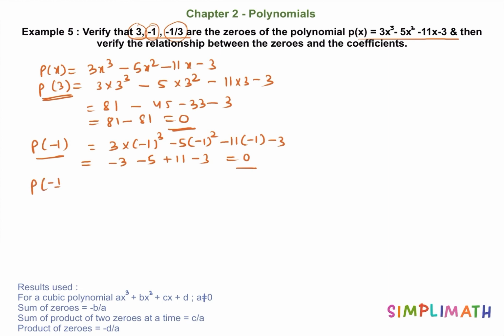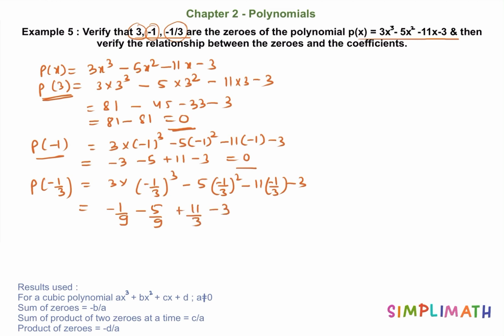Now coming to p of minus 1 by 3. So 3 into (minus 1 by 3) cubed minus 5 into (minus 1 by 3) squared minus 11 into minus 1 by 3 minus 3. Okay, so I can write this as minus 1 by 9 minus 5 by 9 plus 11 by 3 minus 3. If we combine the negative terms, what do we get? Okay, first from here, what do we get? We get minus 6 by 9 minus 3 plus 11 by 3. So I can write it as minus 2 by 3.